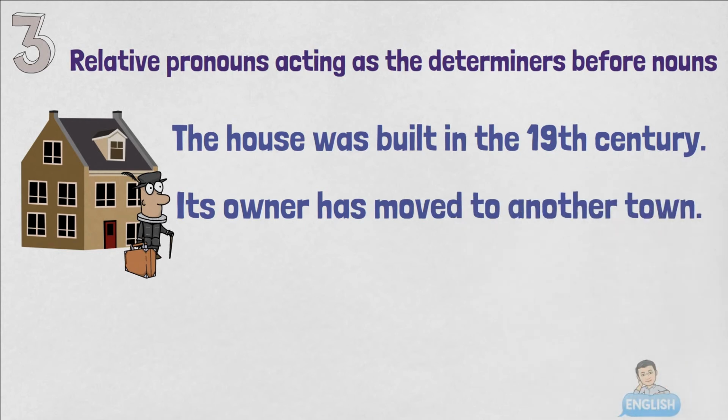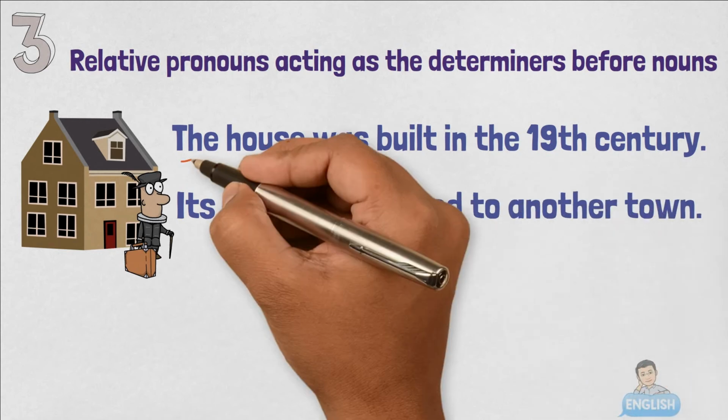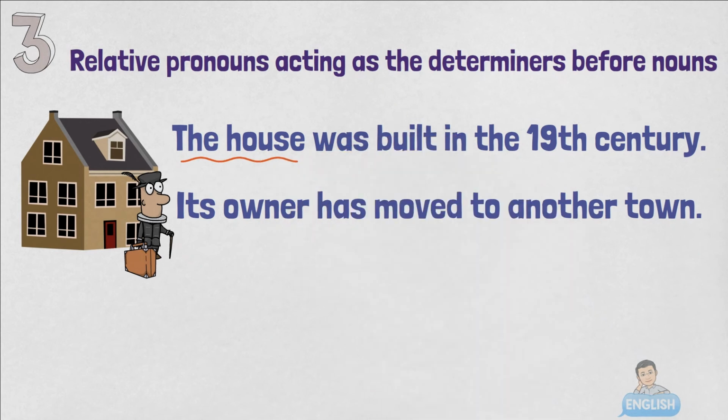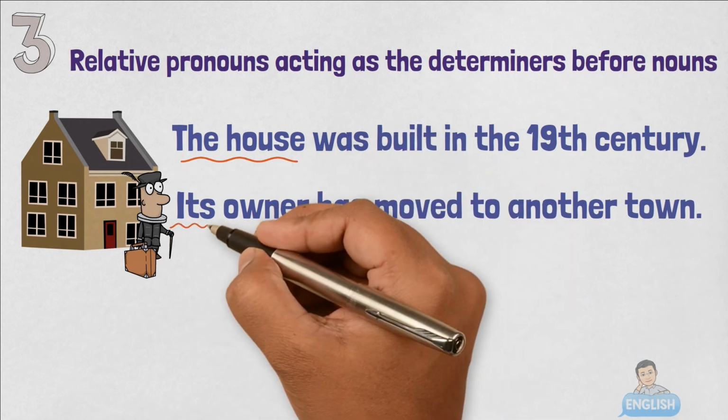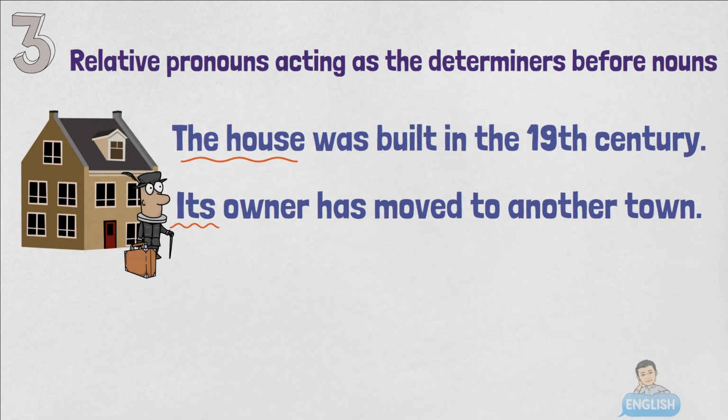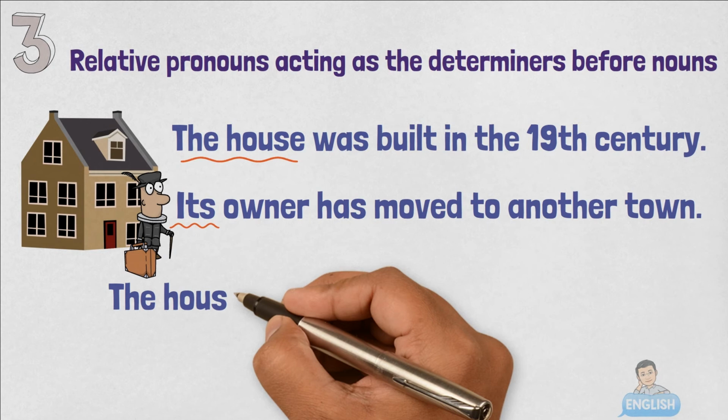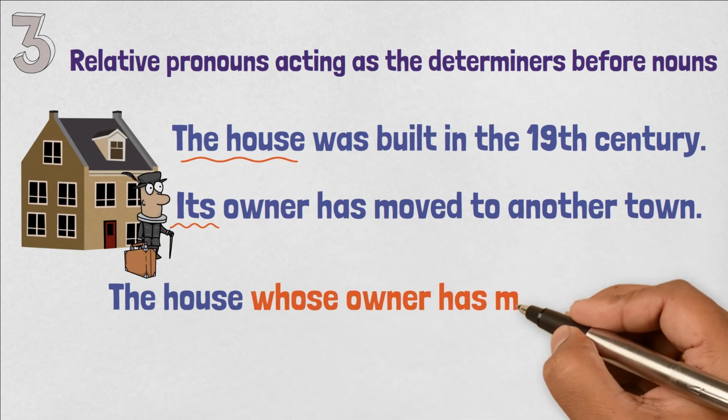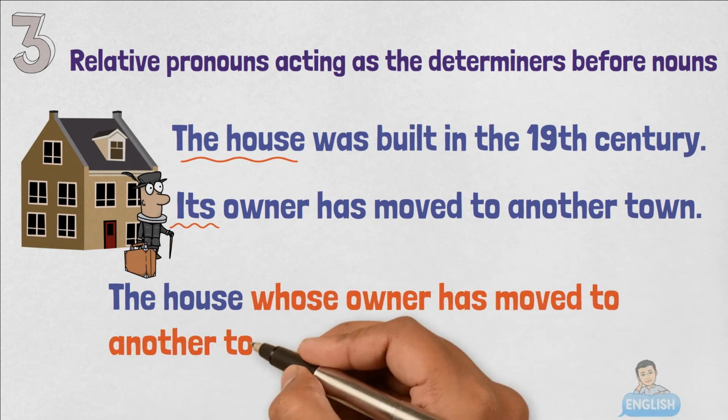As in the examples above, we'll use the second one as a relative clause to modify the noun, house. Its, in this clause, is a determiner, or possessive adjective. So, the two sentences can be written as one, with a relative clause. The house whose owner has moved to another town was built in the 19th century.